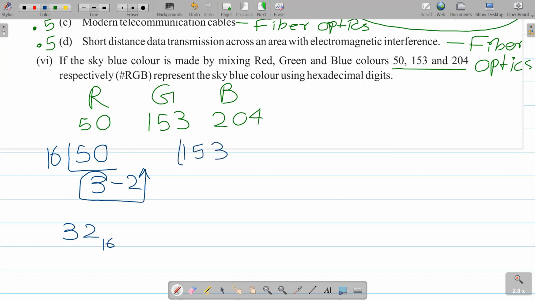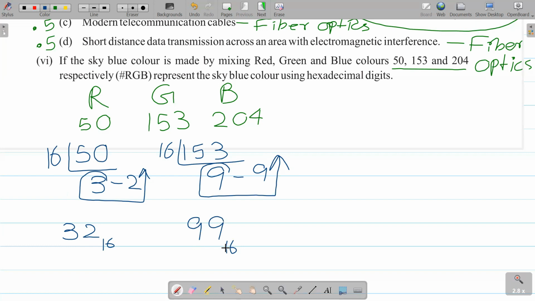153 when divided by 16: it's going to be 9 sixteens, since 10 sixteens would be 160. So 9 sixteens calculate to 144, and 9 is remaining. So your answer is going to be 99 in hexadecimal, because we stop when we receive something less than 16 when converting into hexadecimal.